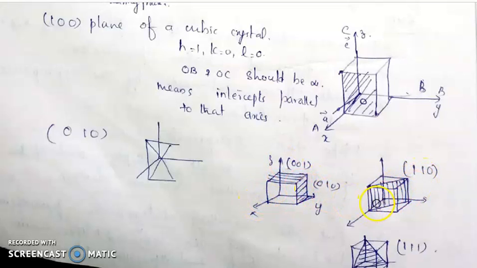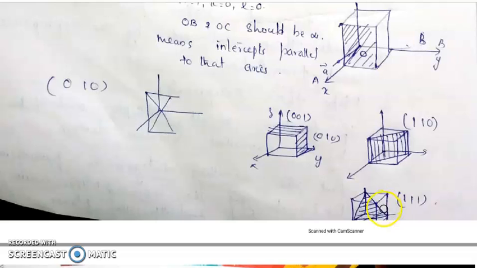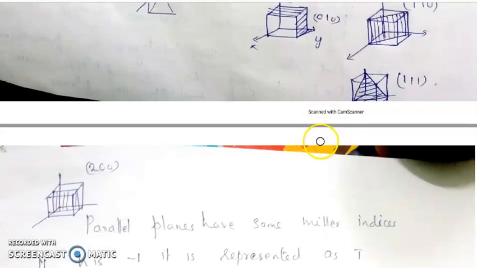1, 1, 0 is a cross plane. That is, it cuts the x-axis and y-axis. So it will be the diagonal of the xy plane. Then 1, 1, 1: all the axes are intercepted, so at the same distance.